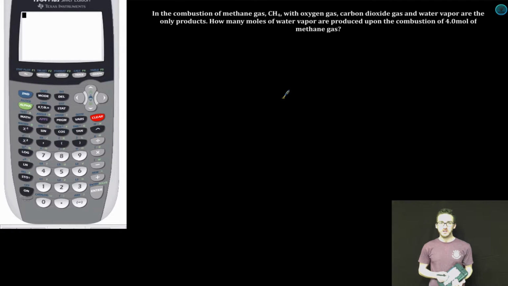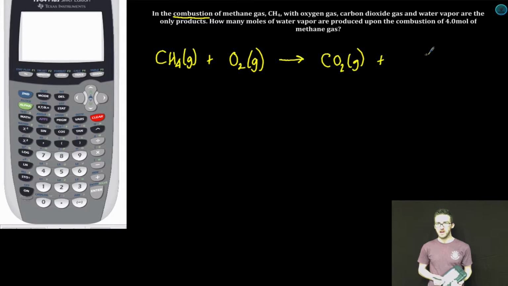Alright, in order to do any stoichiometry problem, we need to have a balanced chemical equation. We're combusting methane gas with oxygen gas. Don't forget your diatomics. Carbon dioxide gas and water vapor are produced. To balance this equation, I need to add a coefficient of 2 in front of my water and a coefficient of 2 in front of my oxygen. Boom. Balanced chemical equation. Now I know the mole ratio between my reactants and products.